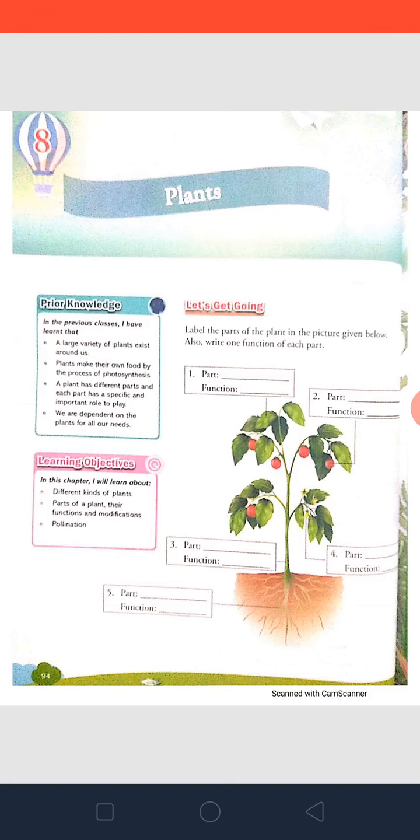Very good, very good. You know, a large variety of plants are there in your kitchen garden. You can take any plant from your kitchen garden, and plants make their food by the process of photosynthesis. This also you can explain: leaves make food for the plant by the process of photosynthesis. Already you have studied this photosynthesis in the 5th class. Whatever you know about this plant, you have to speak all that in that video.